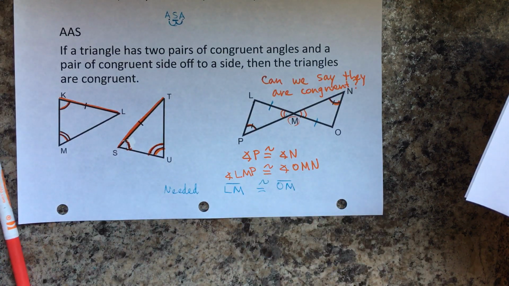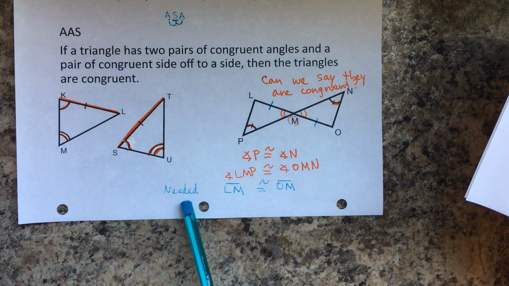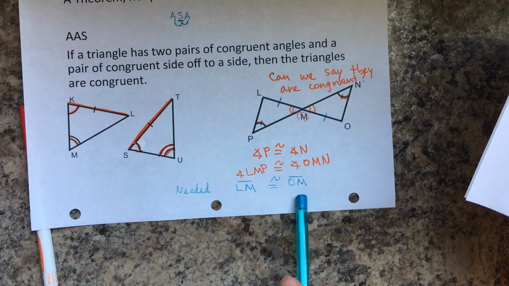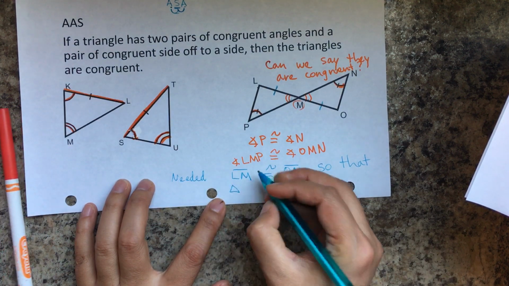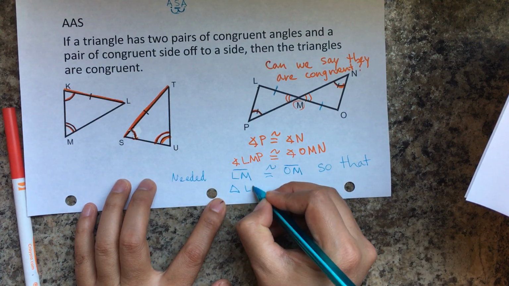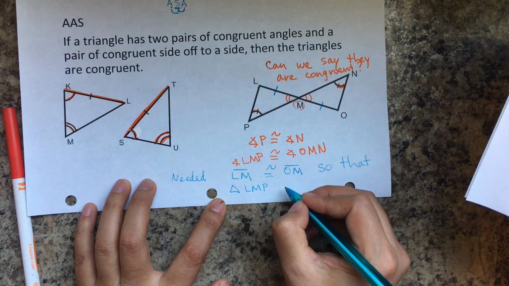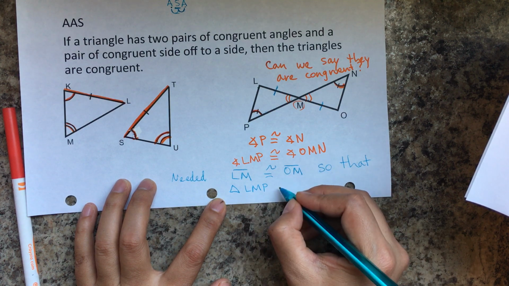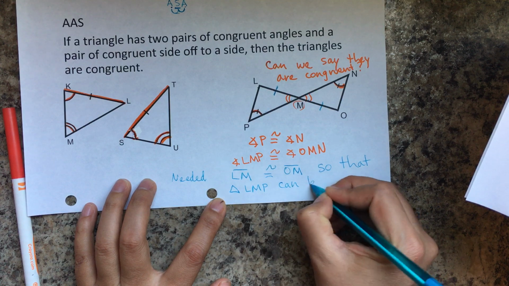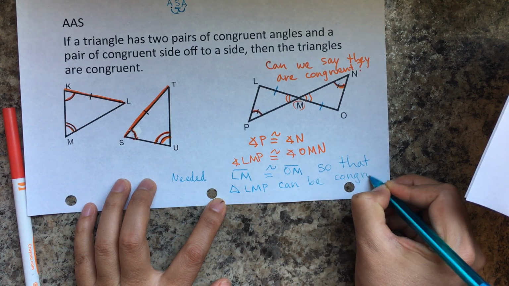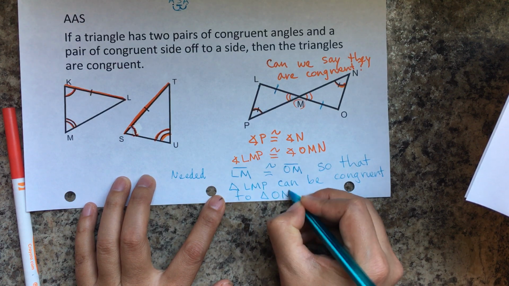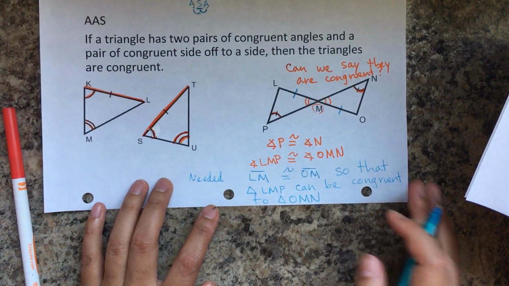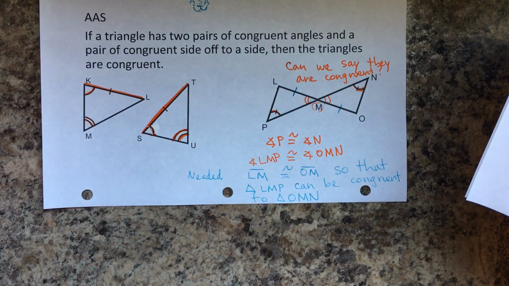Okay, and therefore right now it's not congruent, but what we need is for LM to be congruent to OM, so that triangle LMP can be congruent to triangle OMN. Okay, so again, pause the video so you can take note of that.